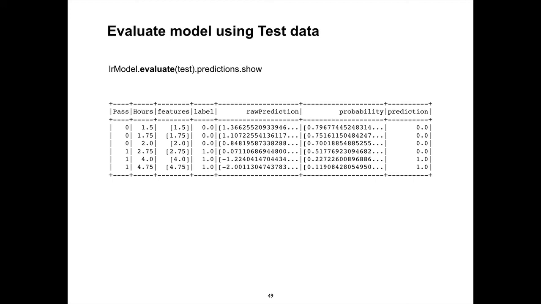But there has to be some sort of cutoff that says, okay, whereas for these 2, the probability that it should be a pass was fairly strong.